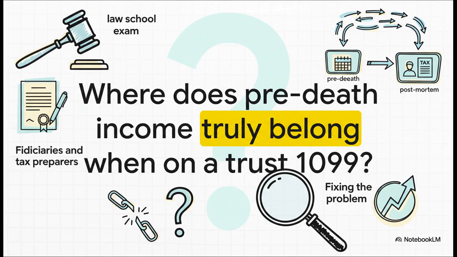So, let me paint a picture for you, and it's one that probably sounds all too familiar. A client passes away mid-year, say March 15th. Then, months later, their broker issues just one single Form 1099 for the entire calendar year directly to the trust. But wait, we know the tax code demands precision, right down to the exact date of death. So the big question is, how do you fix this all-too-common mismatch?